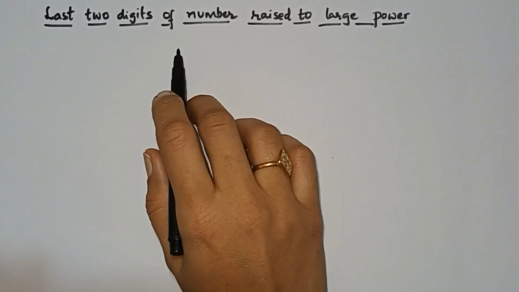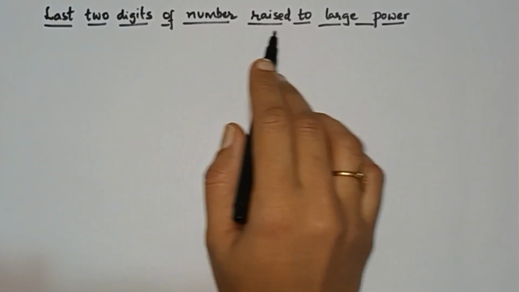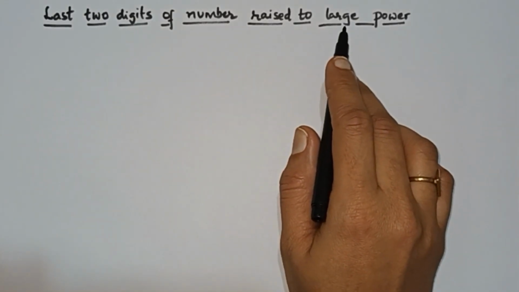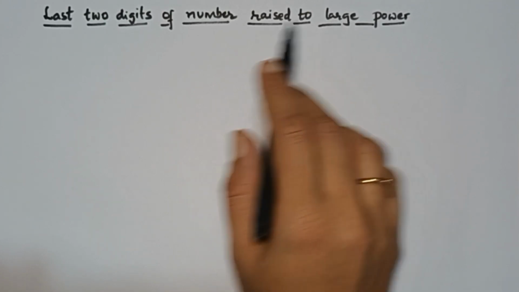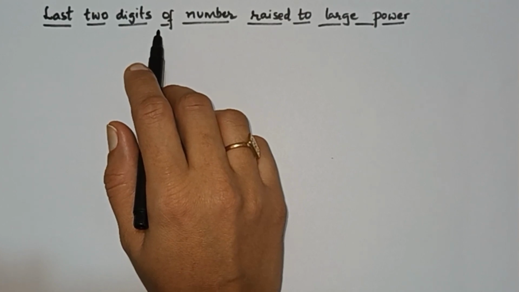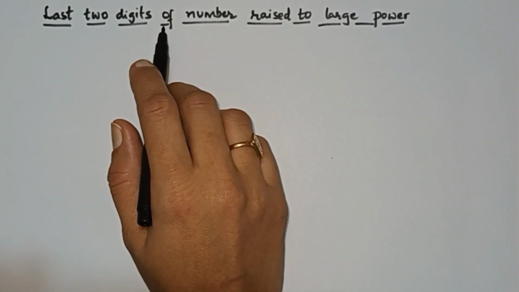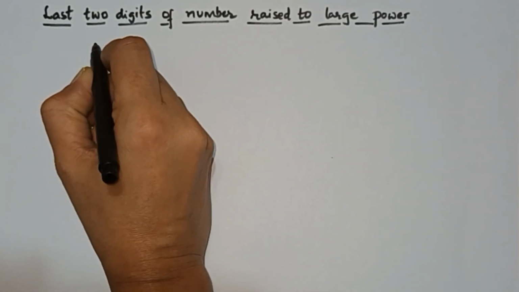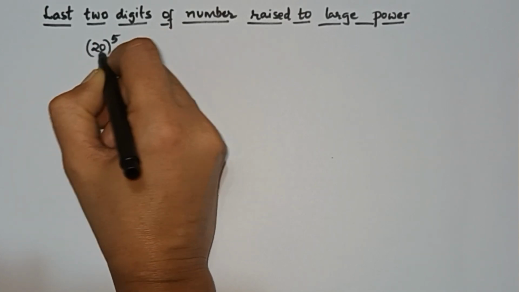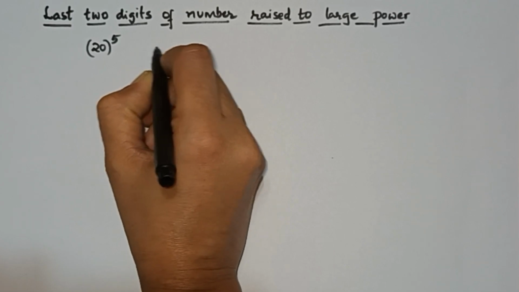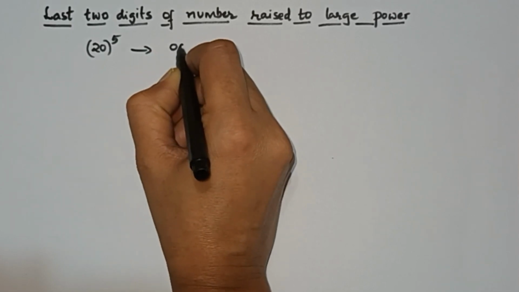In this video, I'll explain the last two digits of a number raised to any large power. If a number ends with 0, then the last two digits of that number raised to any large power are always 0, 0. For example, 20 to the power 5, or any value, always ends in 0, 0.